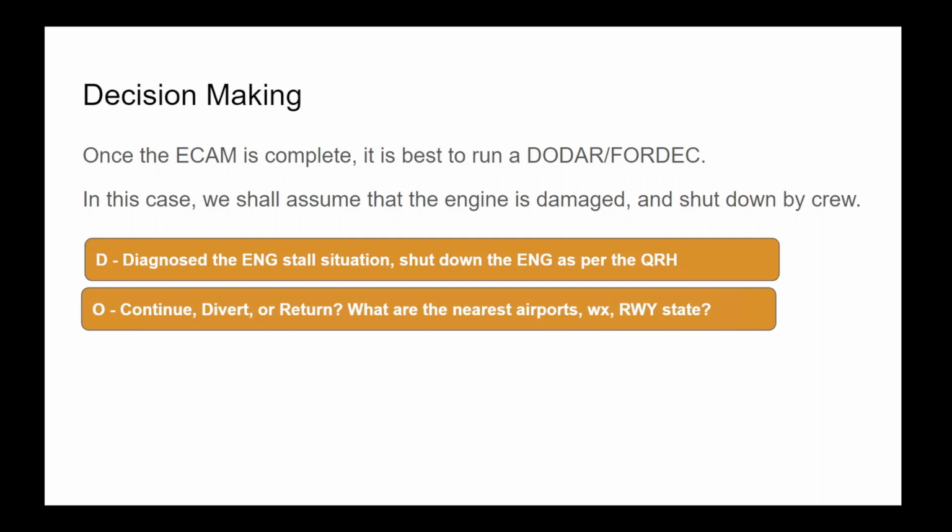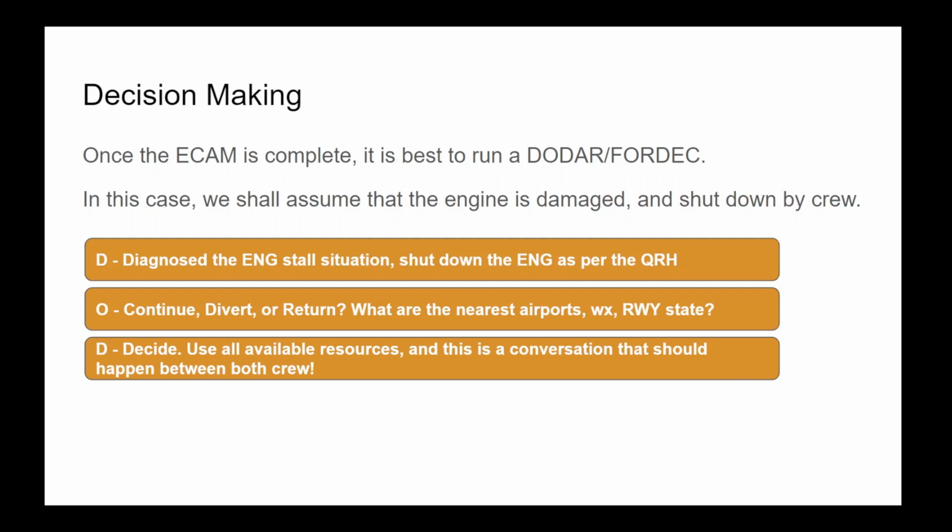O. Do you continue, divert, or return? What are the nearest airports? What is the weather and runway state like? D. Decide. Use all available resources, and this is a conversation that should happen between both crew.